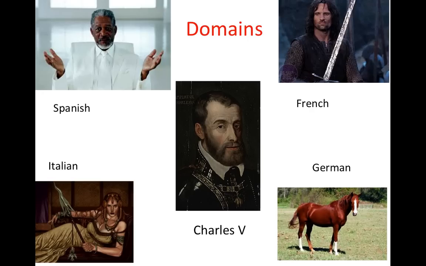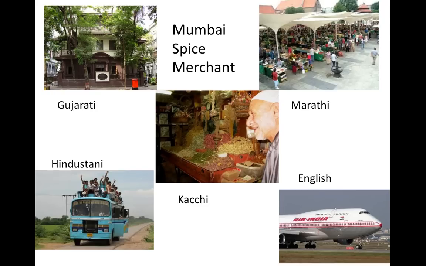Each one of those represented a different social domain. Or talk about a Mumbai spice merchant who spoke Gujarati at home, speaks Kachi when he is in his own shop, but when he's buying spices in the general market, has to speak Marathi. If he climbs on a bus, he's going to be speaking Hindustani, but if he wants to take an international trip on a plane, he has to shift to English. All of those are different social domains.